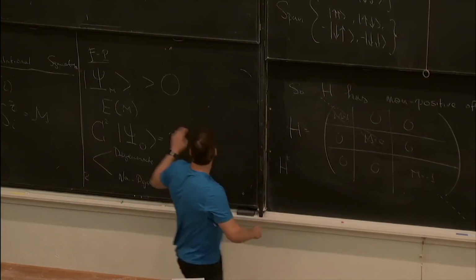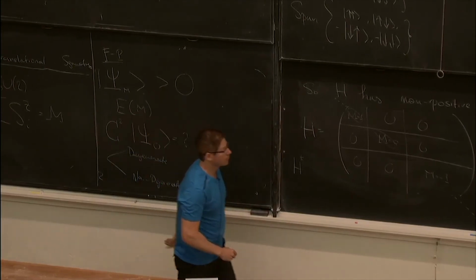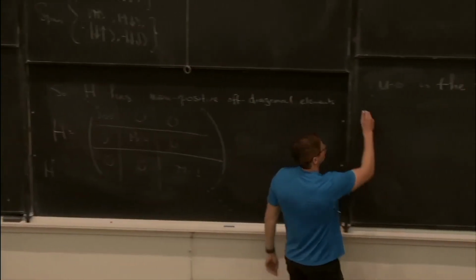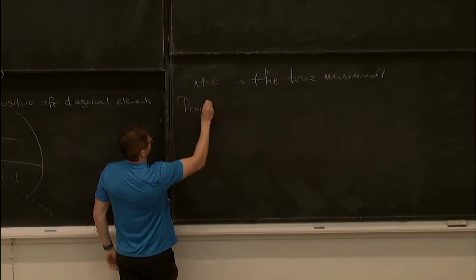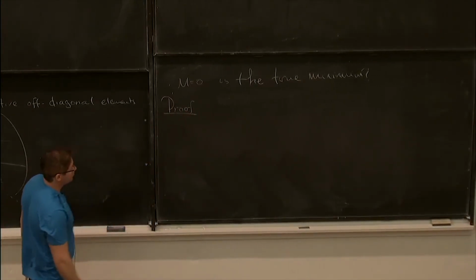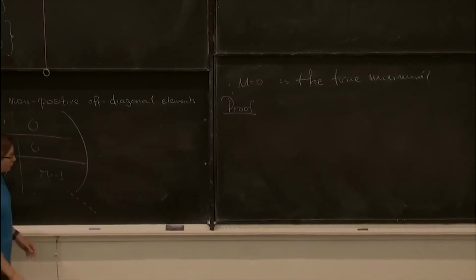So this argument would use that fact. So let me show you the proof of this. The proof that the spin is 0 and there is a unique honest-to-God ground state.